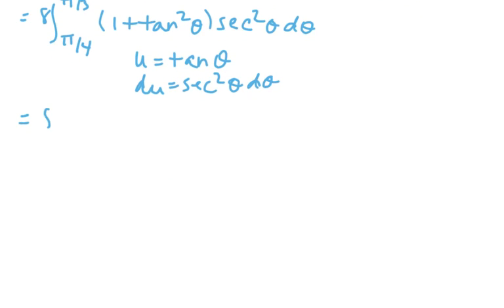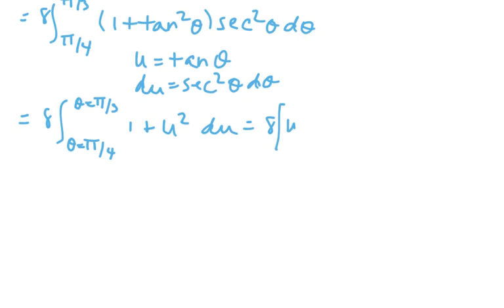you get the integral, and again this is theta equals pi over 4, and this is theta equals pi over 3, and this is 1 plus u squared du. Take the antiderivative of that and you get 8 times the quantity, that's just u plus u cubed over 3. Now you have to evaluate this, but these limits of integration are in terms of theta.